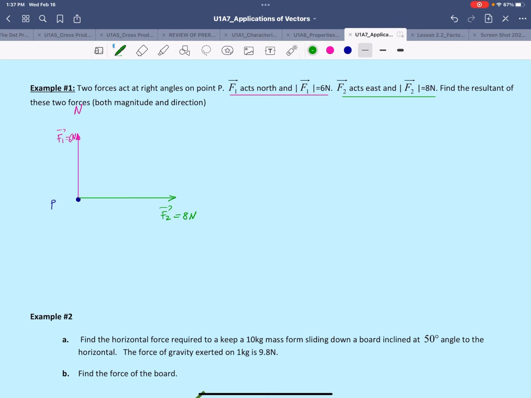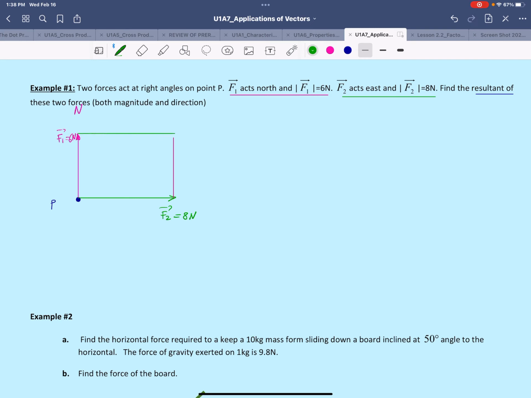We will have to find the resultant of the two forces. And when we're asked for the resultant, it means that we have to find both magnitude and direction. That goes without saying. So here we go. We are going to create a parallelogram. Actually, it's a little bit more than a parallelogram. It's a rectangle that we're forming here.